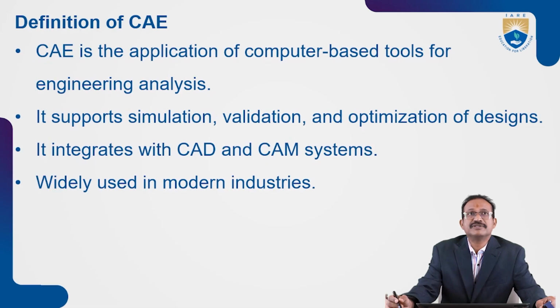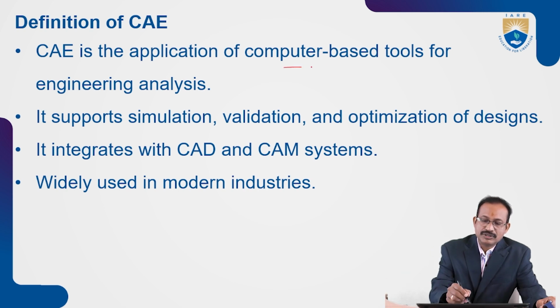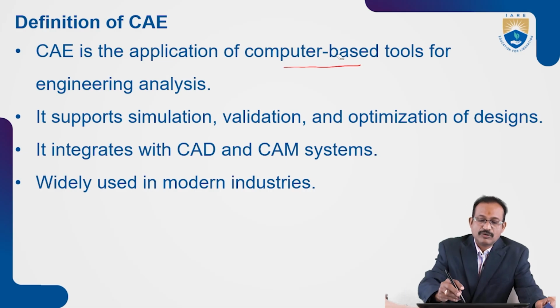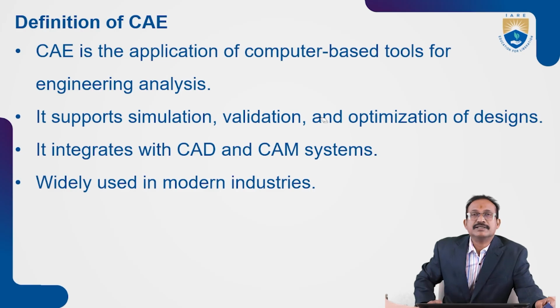Definition of CAE. CAE is the application of computer based tools for engineering analysis. It supports simulation, validation, and optimization of designs. It integrates with CAD and CAM systems and is widely used in modern industries. So this is about computer aided engineering.